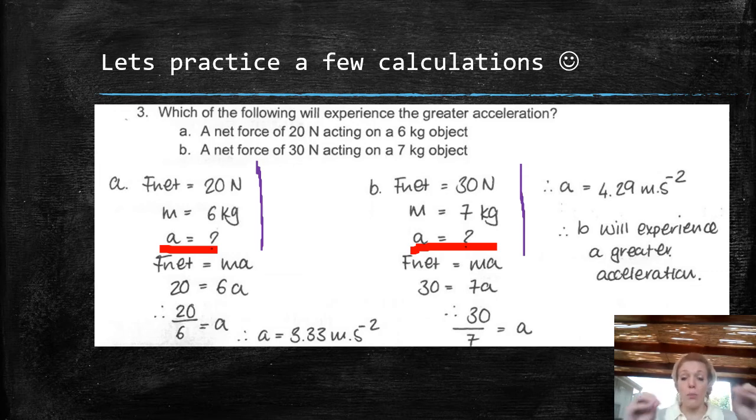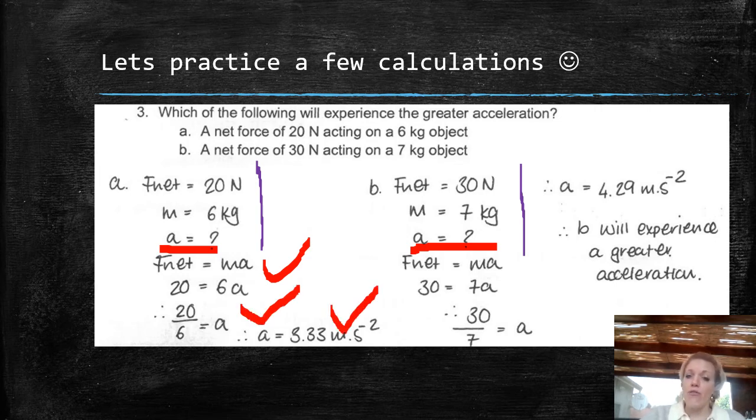Under A, you plug and play. So it is going to be formula. You manipulate the formula. 20 divided by 6 is 3.33 meters per second. Formula, manipulate the formula, substitute. 30 divided by 7 is 4.29 meters per second.